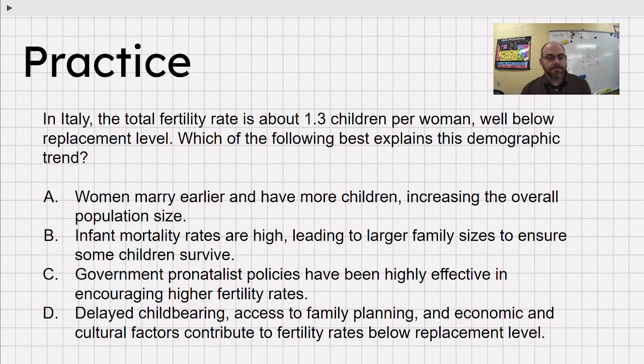Let's look at a practice problem. In Italy, total fertility rates are about 1.3 children per woman, well below replacement level. Which of the following best explains the demographic trend? So this is sort of a social question, right? You kind of have to ask, okay, why are women having fewer children? Women marry earlier. That's not true. That's the opposite, right? Infant mortality rates are high. Again, that's going to cause more fertility, so B is not correct. Government pronatalist policies have been highly effective. Not pro-birth here. Delayed childbearing, access to family planning, economic and cultural factors contribute to fertility rates being below replacement level. D is the correct answer.